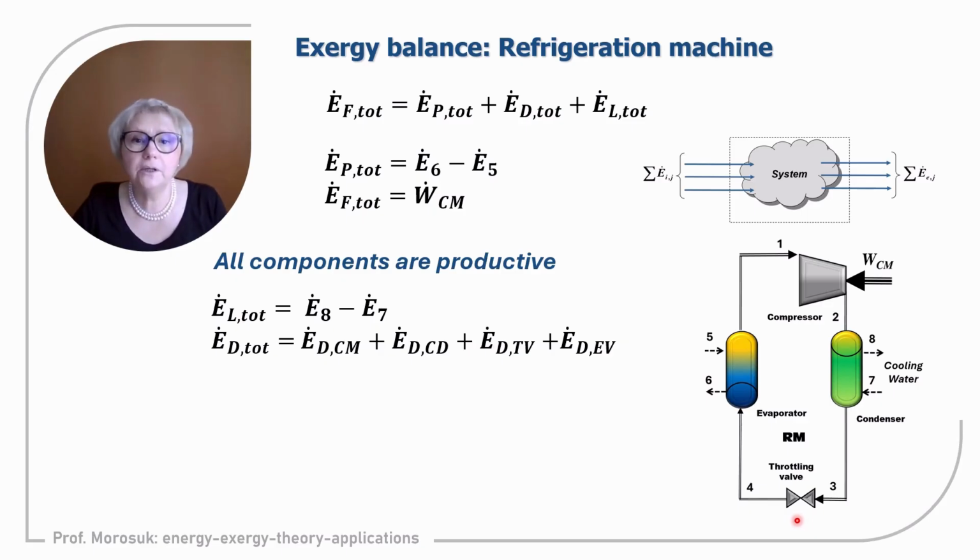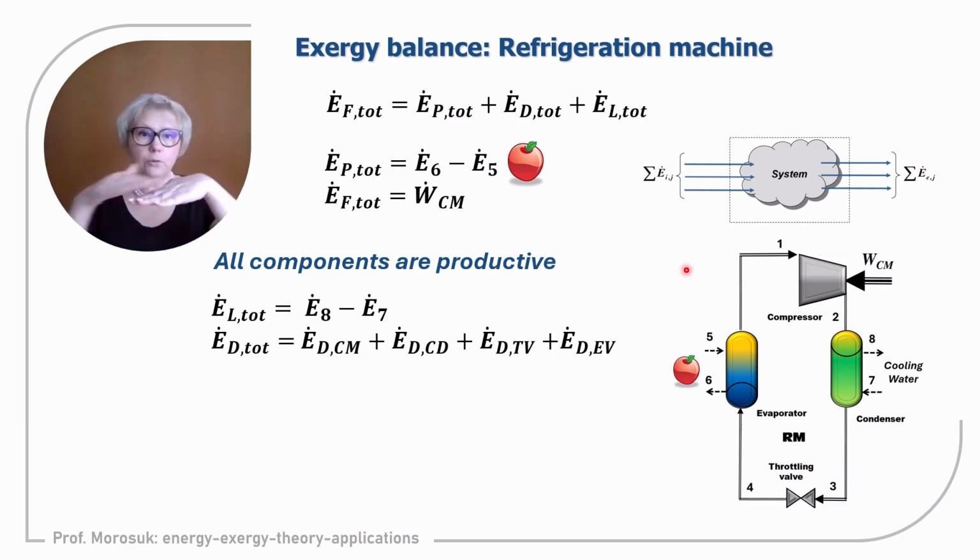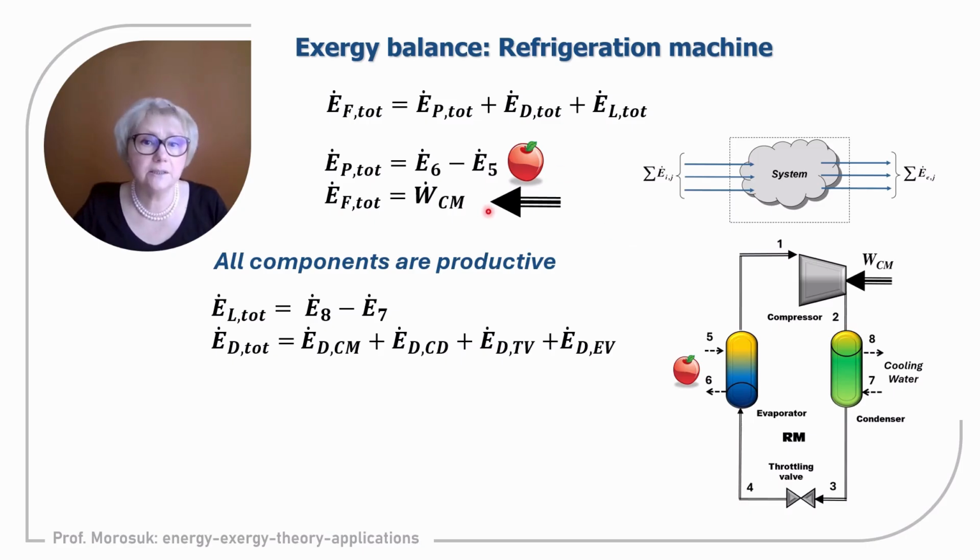So what do we have for the refrigeration machine? We have the refrigeration capacity, or exergy of the product. It is the exergy at stream 6 minus the exergy at stream 5. Please remember that for refrigeration, we are always working below the temperature of the environment. The lower the temperature, the higher the exergy. Therefore, it will be 6 minus 5. And the work supplied to the compressor is the stream associated with the fuel, and the exergy of work is the work itself. Therefore, we have the definition of product and fuel.